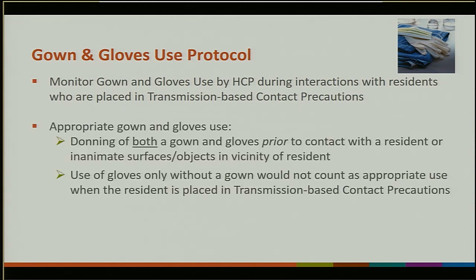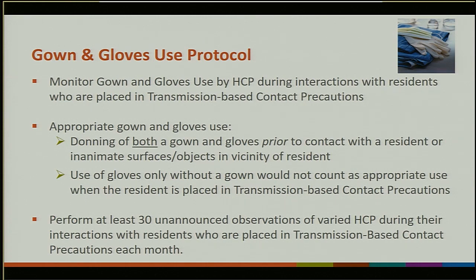The appropriate gown and glove protocol is donning of both gown and gloves prior to contact with a resident or inanimate surfaces or objects, and the use of gloves only without a gown would not count as the appropriate use. They have to utilize both. And again, we ask that you perform at least 30 unannounced observations of varied healthcare personnel during their interactions with residents who are placed in transmission-based contact precautions each month.